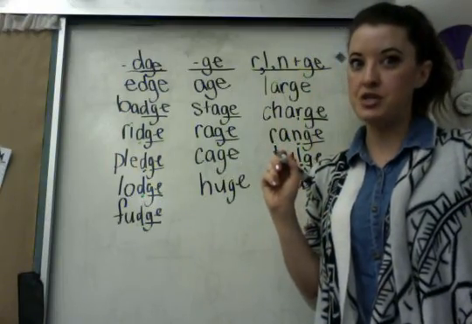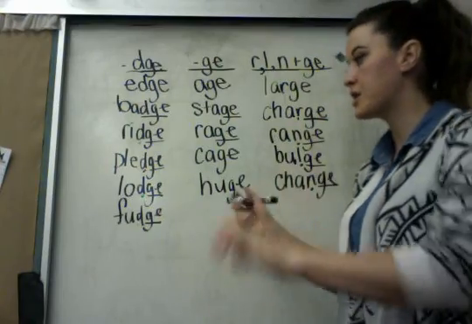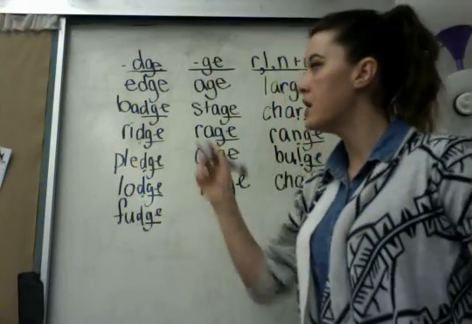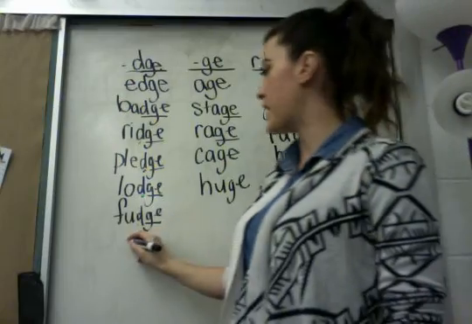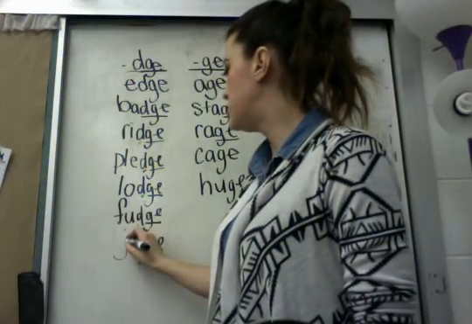Our next word is the word judge. J, j. I hear the j kind of at the end, all pushed together. Judge is going to go in our first column. J, judge.